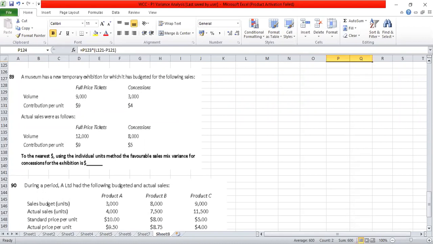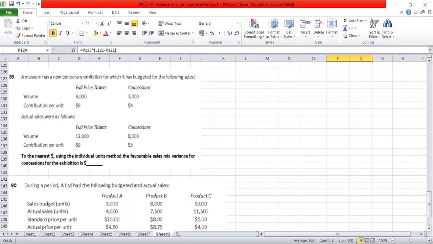Here we are asked to find out what is the favorable sales mix variance. A museum has a new temporary exhibition which it has budgeted for the following sales: full price tickets and concessions. The volumes are given as 9,000 units and 3,000. So we can take these two to be their products. That is the sale price of the first type of tickets, which is full price tickets, and the concession tickets. The number of units of tickets are 9,000 and 3,000 for these two categories.